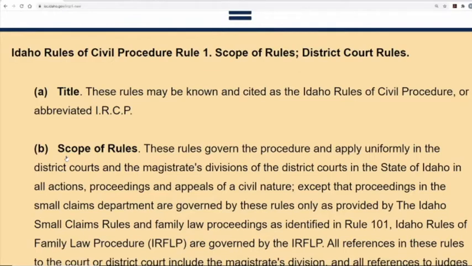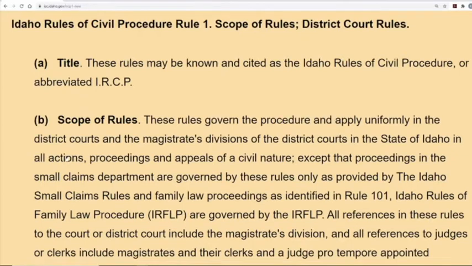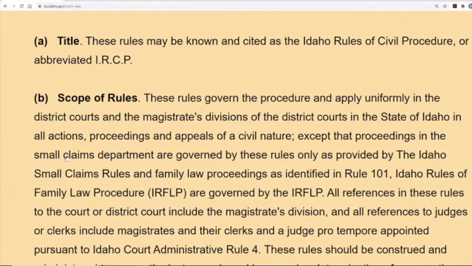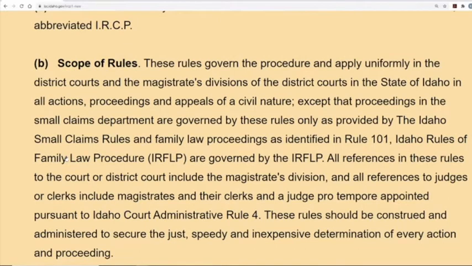All reference in these rules to the court or district court include the magistrate division, and all reference to judges or clerks include magistrates and their clerks, and a judge pro tempore appointed pursuant to Idaho Court Administrative Rule 4. These rules should be construed and administered to secure the just, speedy, and inexpensive determination of every action and proceeding.